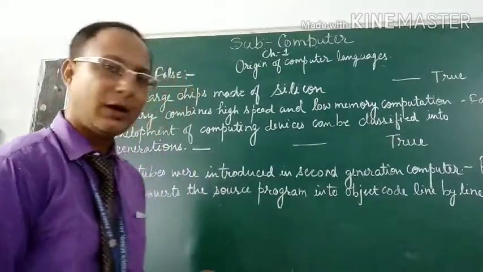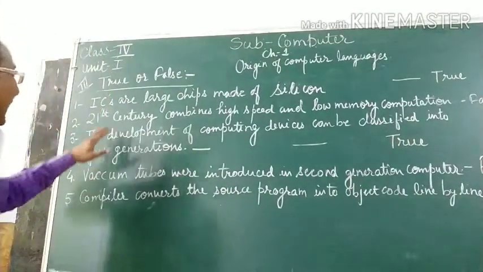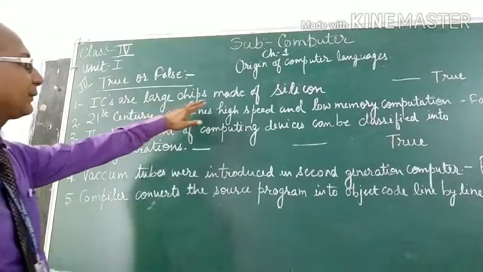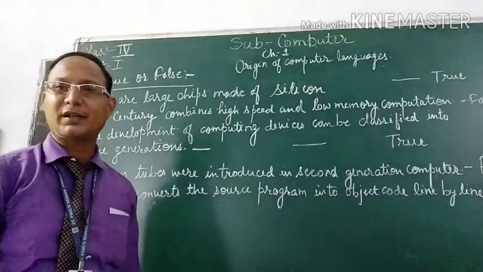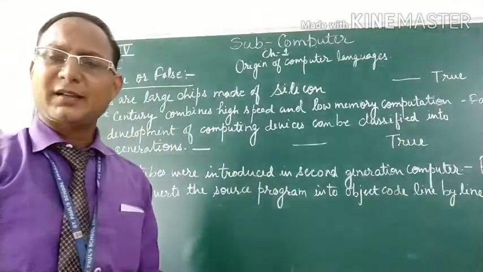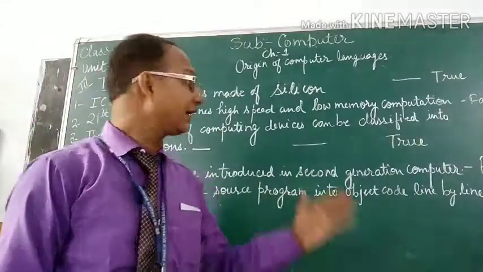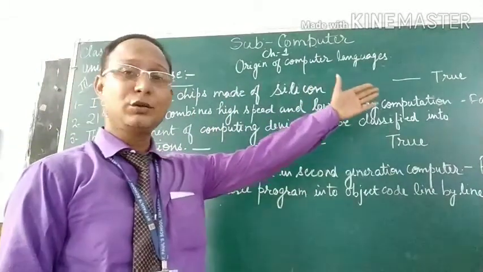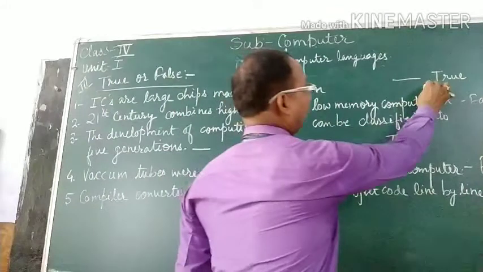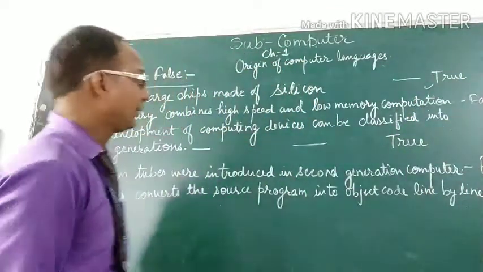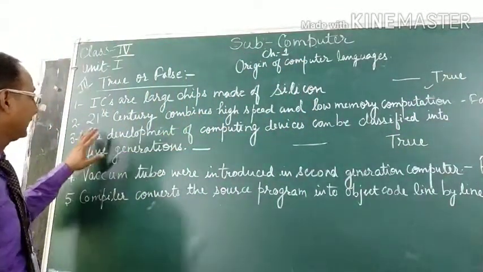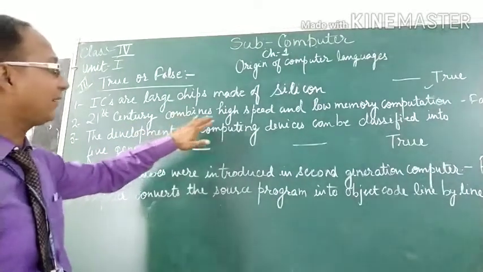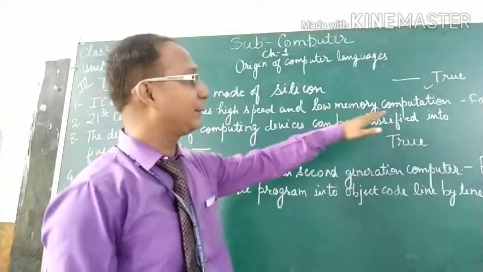Okay? Now I am explaining the sentence. ICs are large chips made of silicon. Yes, you already know. We have explained in the chapter that ICs are chips made of silicon. Yes, it is true. Then you will write true. Right? True.